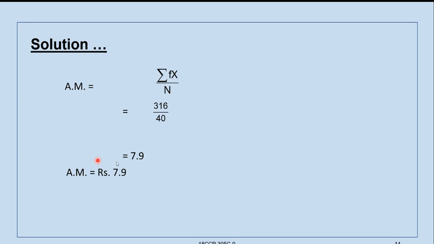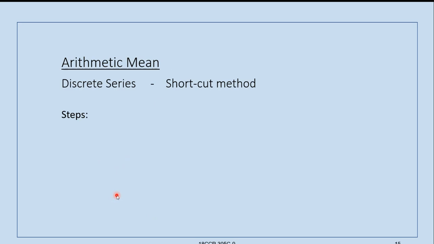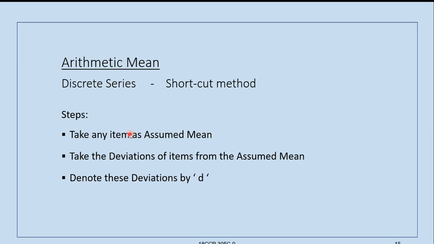That is 7.9, or if it is rounded off, it goes to 8. Now the steps for arithmetic mean in shortcut method we will see. So far we have seen two examples under the direct method. In shortcut method, we will see the steps. We will understand the table first.